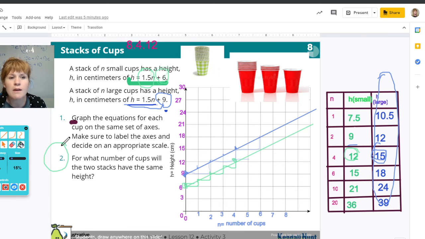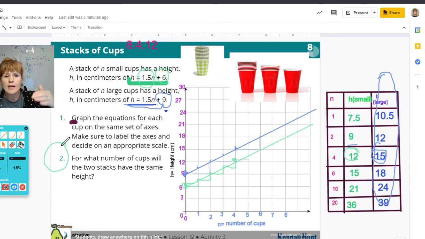Never. They will never have the same height. Look at the graphs. They are both increasing at the same rate. Even though 1 cup is larger, it increases at the same rate as the stack of small cups. So the height of the small cups will never equal the height of the large cups, and the height of the large cups will never equal the height of the small cups.